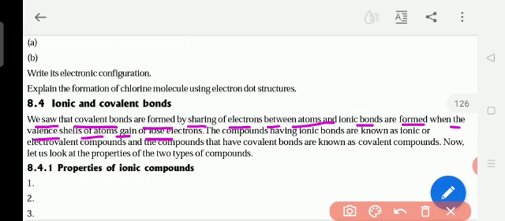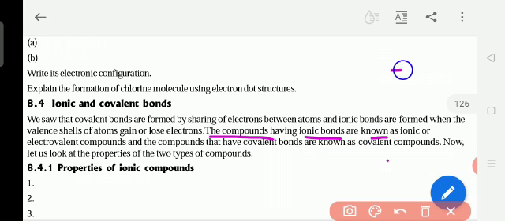So covalent bonds are formed by what? By sharing of electrons between atoms. And ionic bonds are formed by what? When the valence shells of atoms gain or lose the electrons. So the compounds having ionic bonds are known as ionic because they lose and gain the electrons. After gaining the electron, they are becoming ions. Chlorine, when it is getting the electron, it is becoming an ion or anion and receiving the negative charge.